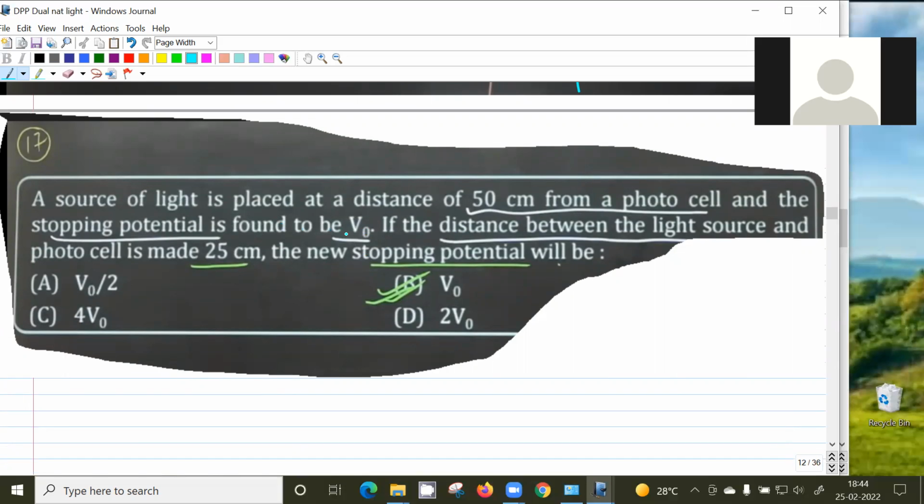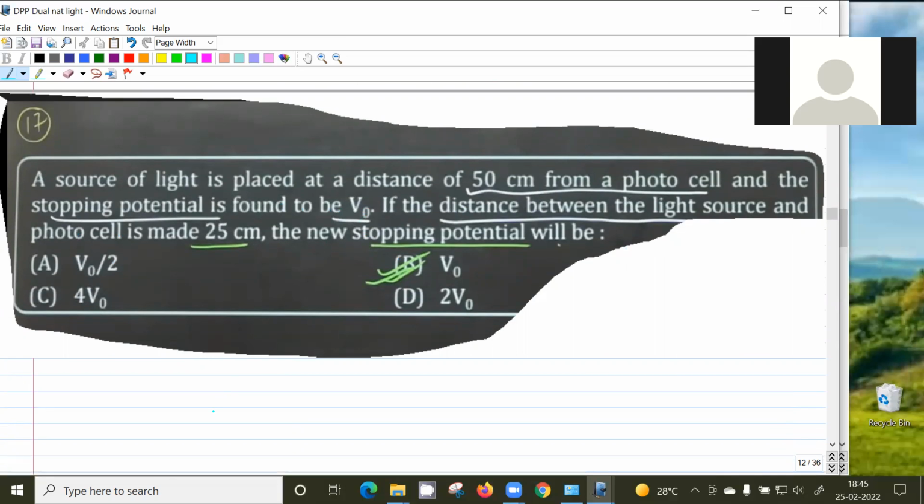stopping potential is found to be V naught. The distance between the light source and the photocell is now 25 centimeter. Then the new stopping potential will be? Same thing. Because when you increase the distance, the intensity is going down. But the energy of a single photon, h nu, will not change.